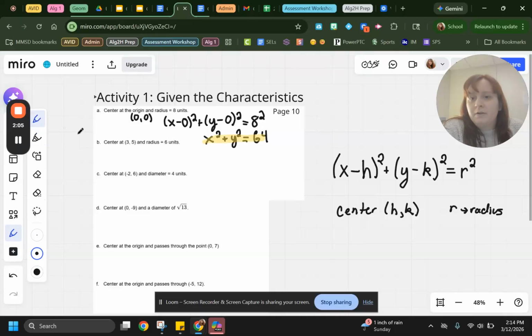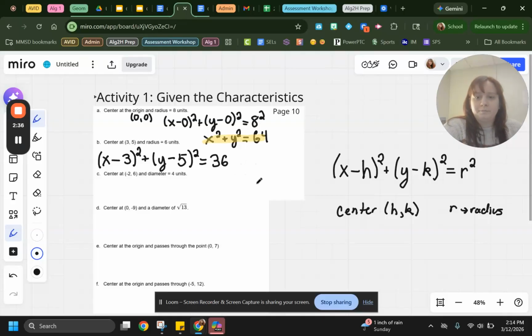So let's go on to this next one with center at (3, 5) and a radius of 6. One way I remember how to write this is I know it's always x minus the x value in my center. In this case, it's 3. Don't forget the squared, because it's Pythagorean theorem, plus y minus the y value in our center, squared, equals our radius squared. In this case, our radius is 6. 6 squared is 36.